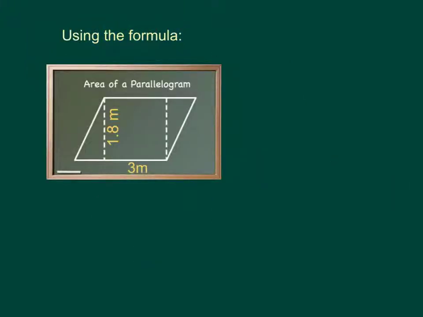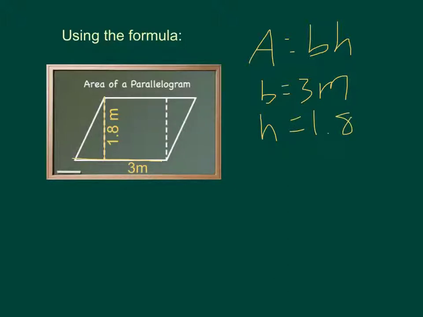Now that we know the area of a parallelogram is given by the formula A equals BH, or the area equals the base times the height, we can go ahead and use the formula. Looking at our base, the bottom line segment, we know that our base is 3 meters. Our height, the perpendicular bisector drawn from the top point all the way down to the base, is 1.8 meters.